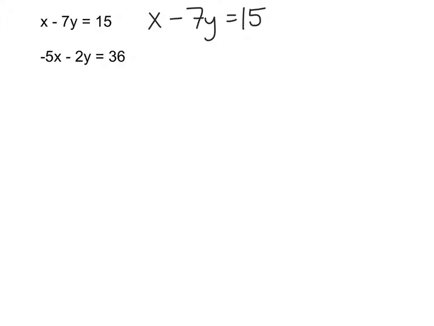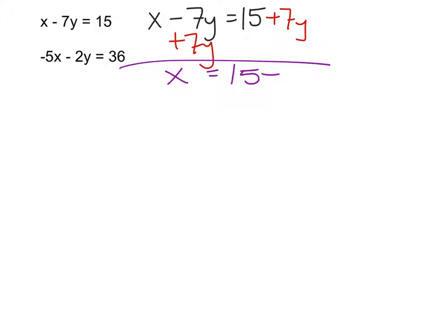So I've rewritten the equation to the right there just so I have a little bit more room, and now I'm going to add 7y to both sides like this. I could change this to a type of slope-intercept form if I wanted to, but I don't have to. I just can write this as x equals 15 plus 7y. Now I have something to replace an x with in what I would have to use as the second equation.